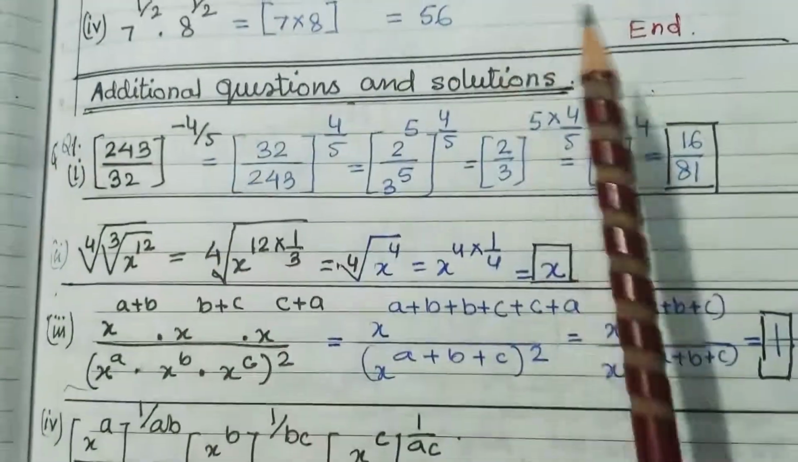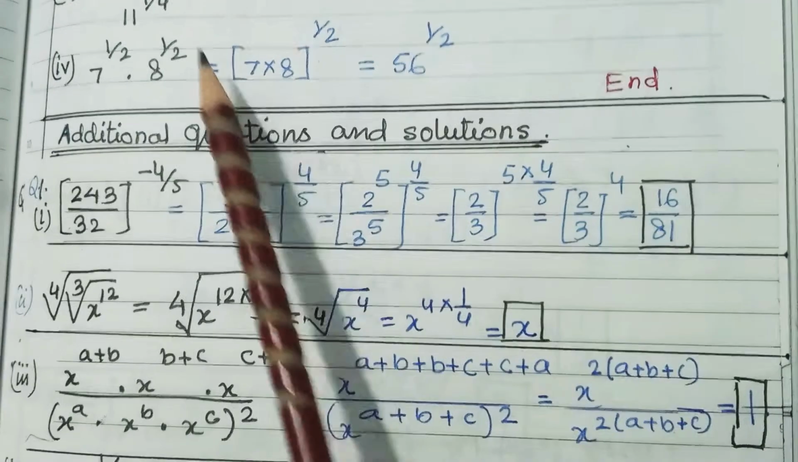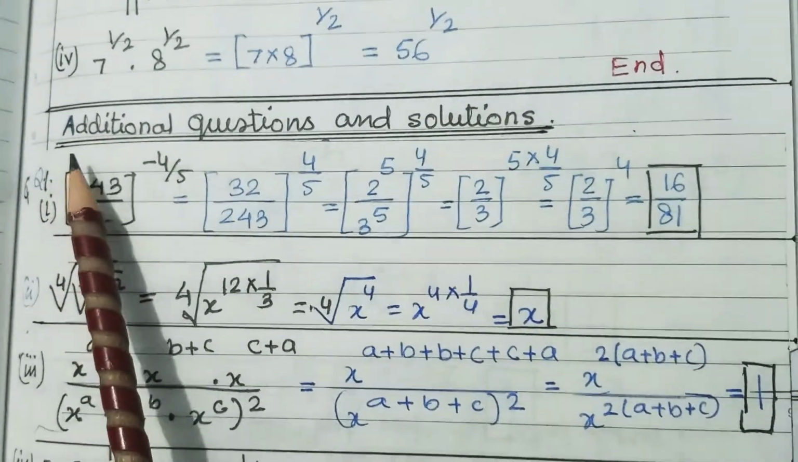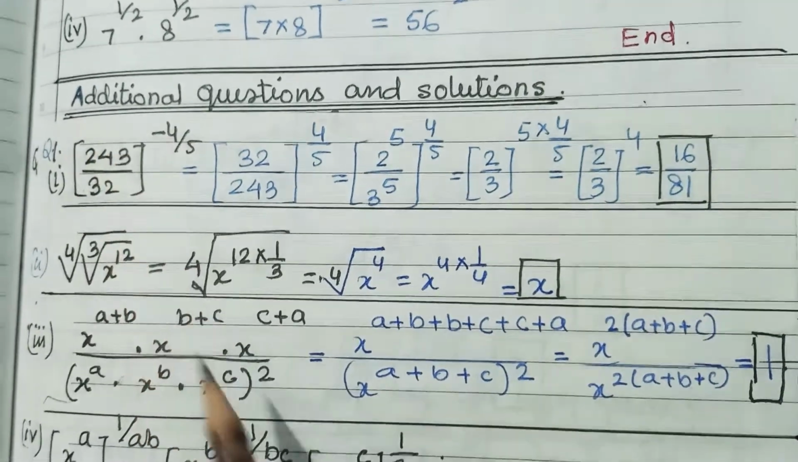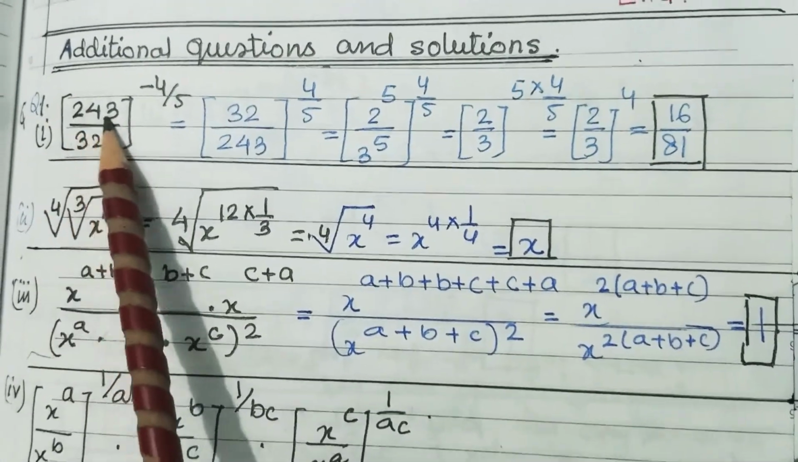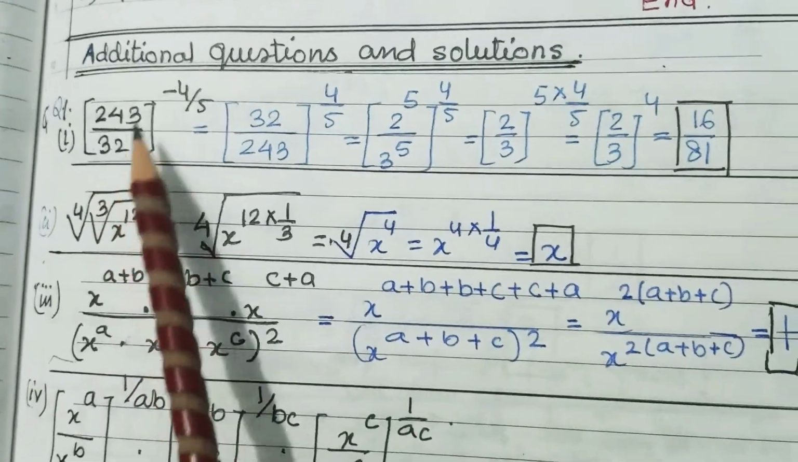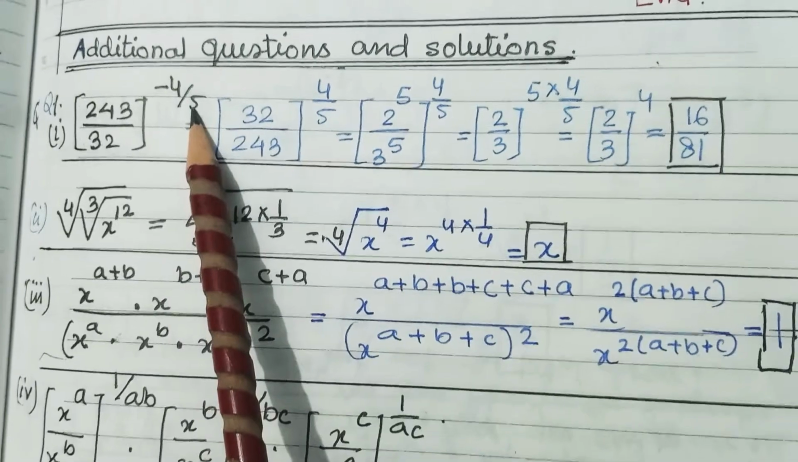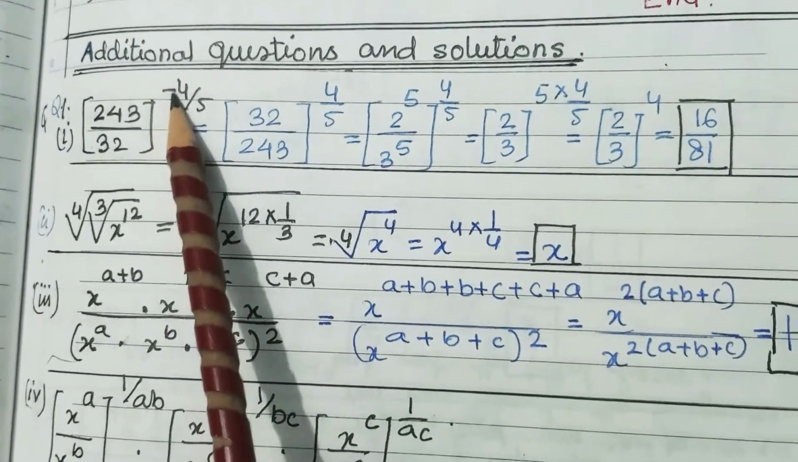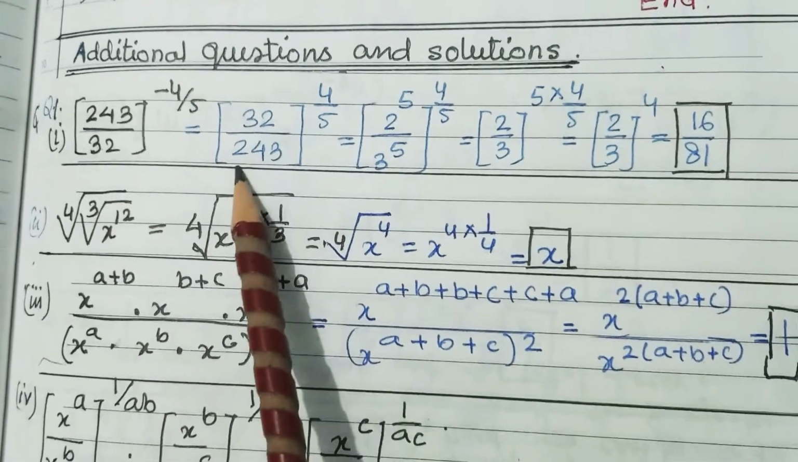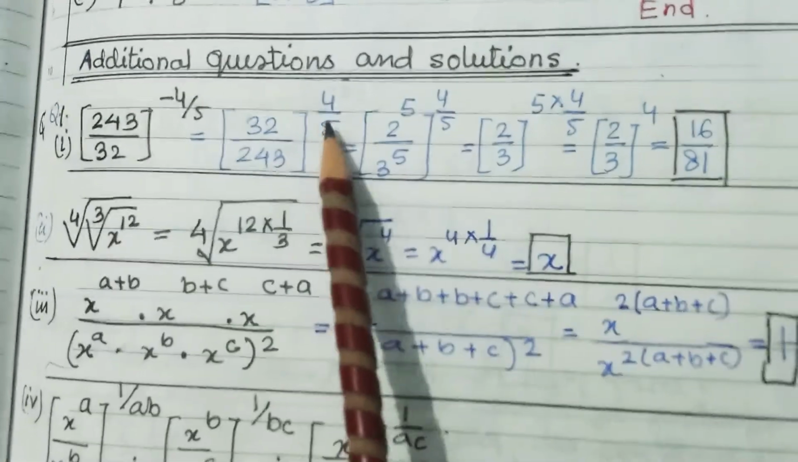Now this is the exercise, and this many questions are only in this exercise. Now the next few questions I have given as additional. First question is 243 to the power 32 upon 243 to the power minus 4 upon 5. Where there is a minus sign, we can reciprocal this. So it is 32 upon 243 to the power 4 upon 5.